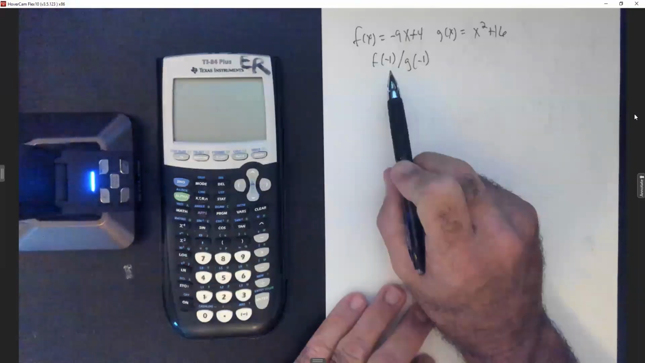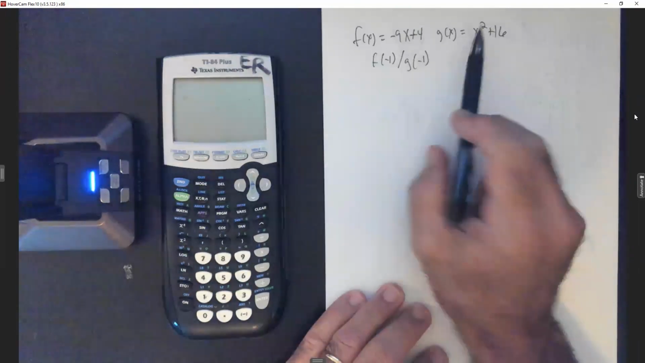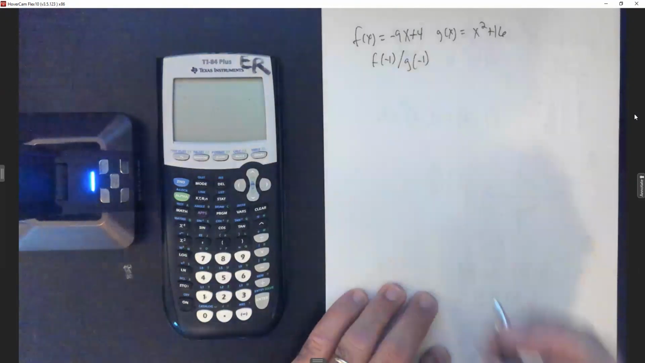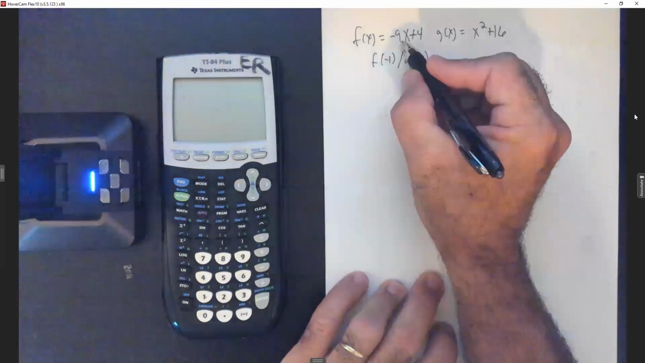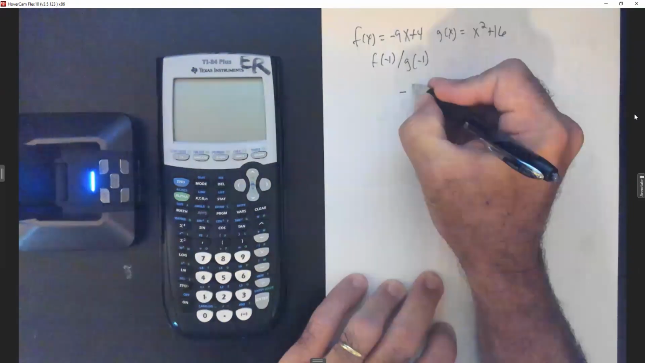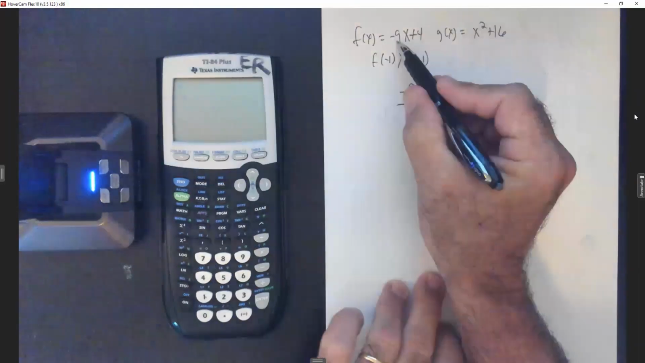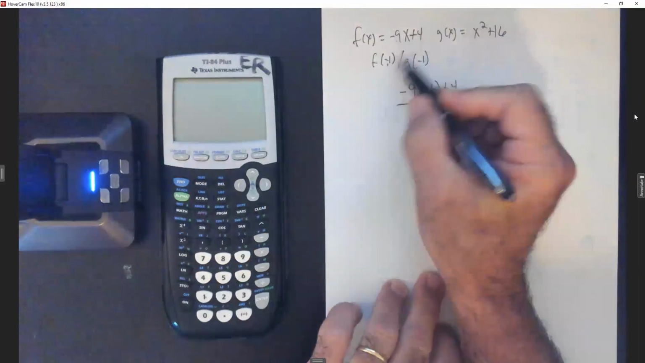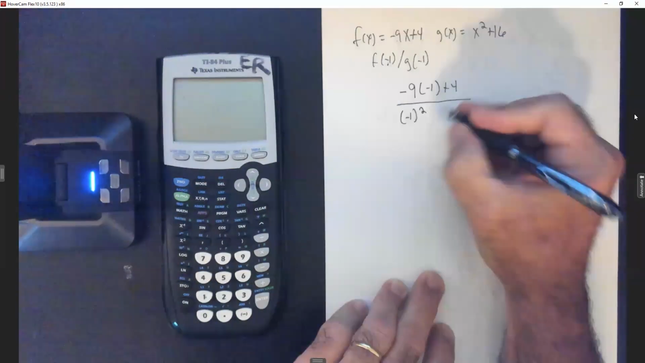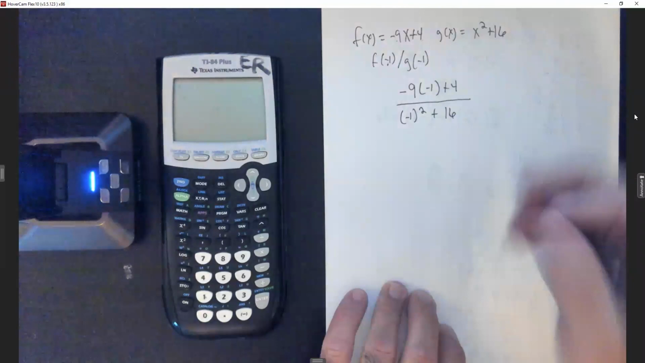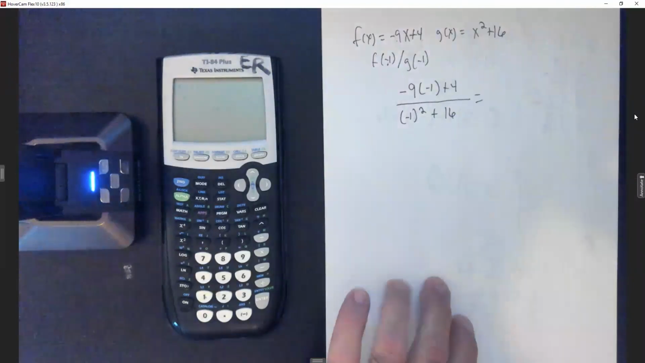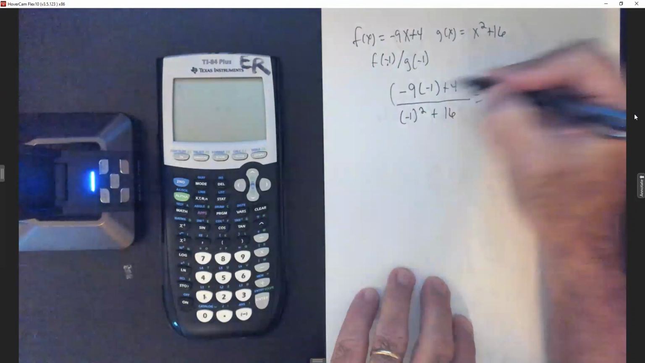All right, so F of negative 1 divided by G of negative 1 means they want me to take these x's and put negative 1s in for them. And this will look like a fraction. On top of my fraction, I'm going to have negative 9 times negative 1 plus 4. Okay, so negative 9 times the negative 1 plus 4. The bottom will be negative 1 squared plus 16. Now I'm going to show you all this one on the calculator in a second, but on the calculator you have to use parentheses around the top and the bottom of this, okay?